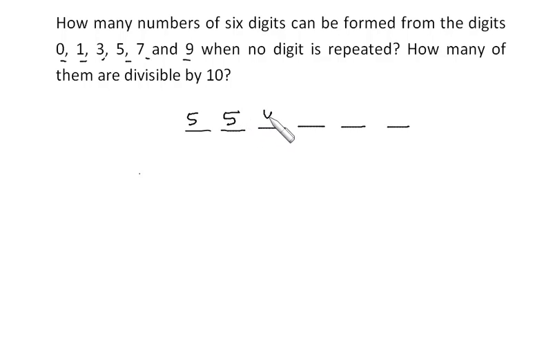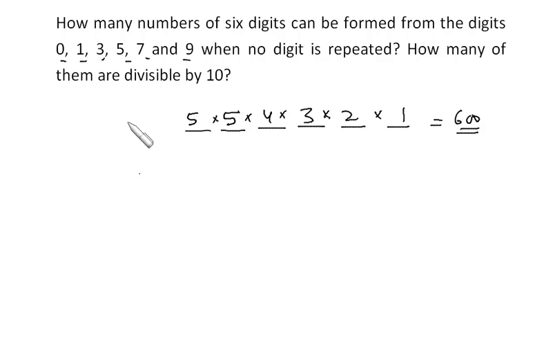For the third place, we are having 4, then 3, then 2, and then 1, right? So these are the number of cases when we can form the 6 digit numbers and no digit is repeated. So this is 5 factorial into 5. What 5 factorial is? 120 into 5, that is 600, right?